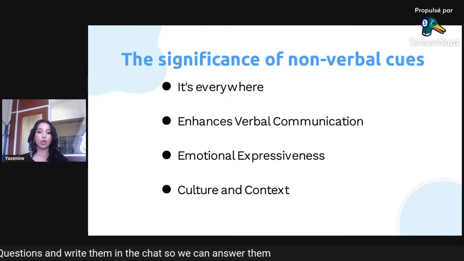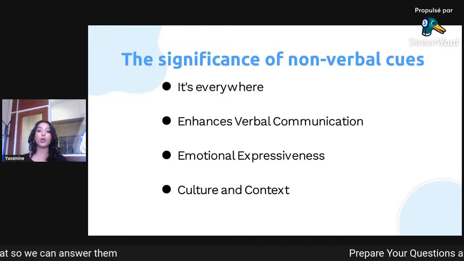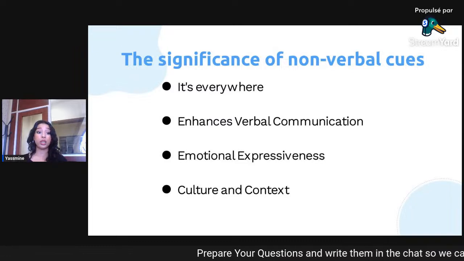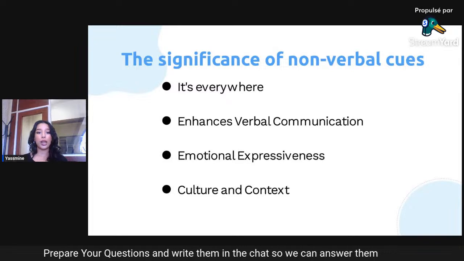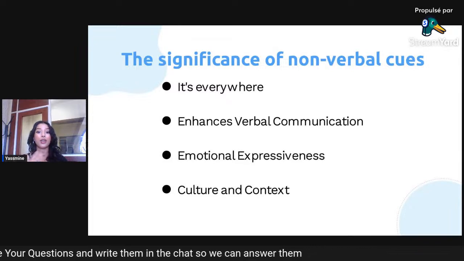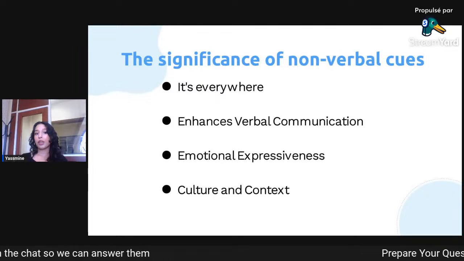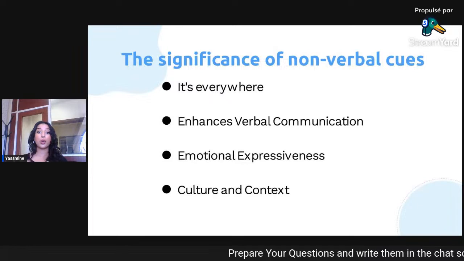Then we have emotional expressiveness. Nonverbal cues, such as facial expressions, can convey emotions more powerfully than words alone. And then finally, we have culture and context. Understanding nonverbal communication helps us navigate cultural differences and interpret situations correctly.